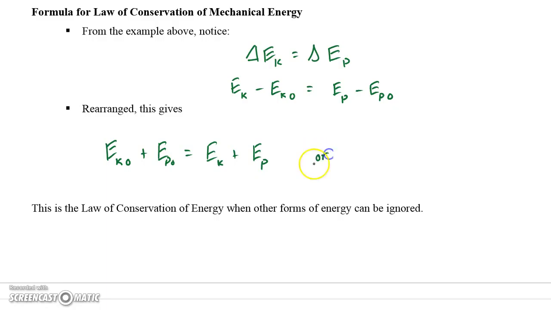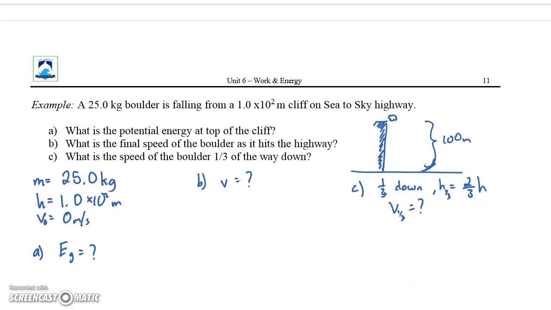If you prefer to use the prime notation like I typically do, this would be written as EK plus EP is equal to EK prime plus EP prime. Now that's, again, it means exactly the same thing, just the total energy before is equal to the total energy after. So let's take a look at how to use this.